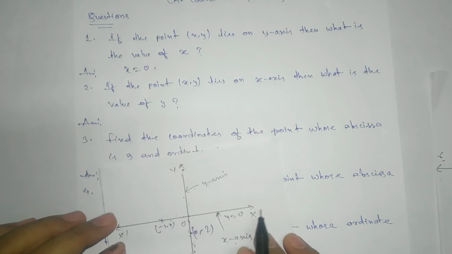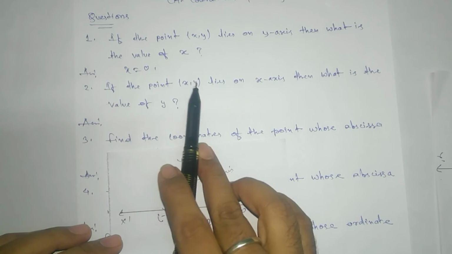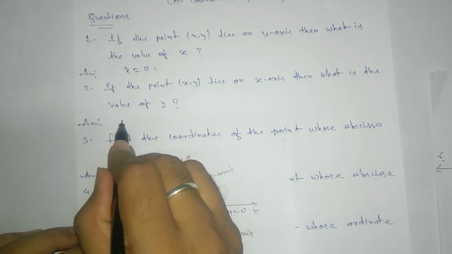Okay. If the point x, minus y lies on x-axis, then what is the value of y? The value of y is what? 0.